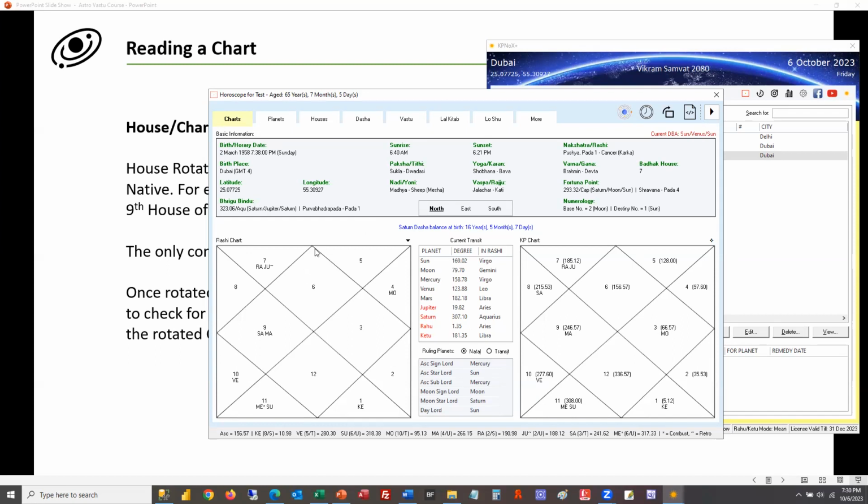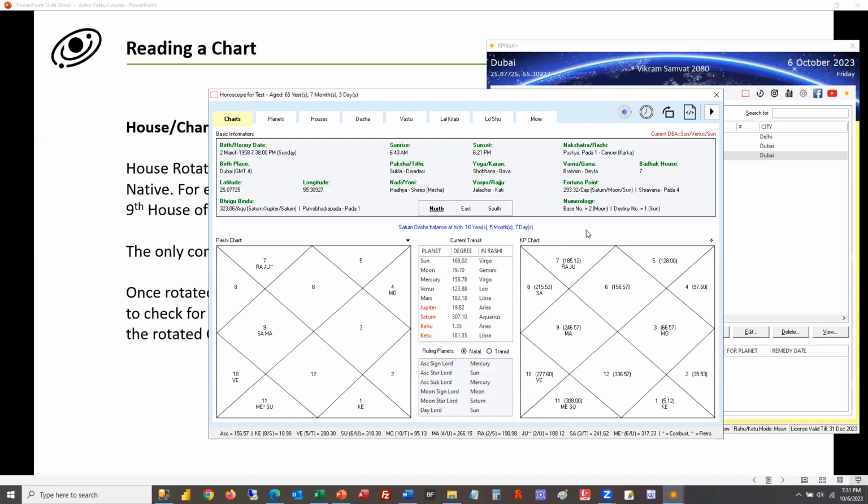Now, if this is the native's first child, I'm using the word first child, which house do I need to refer to? Fifth house. So what I will do is rotate this chart to the fifth house. So this becomes the native's first child's chart. Now I start analyzing the profession, or whatever the native wants to know, or the native's son wants to know, or the child, son or daughter, whoever is the first one. Okay, so I can reset this and it will come back to the native's chart.